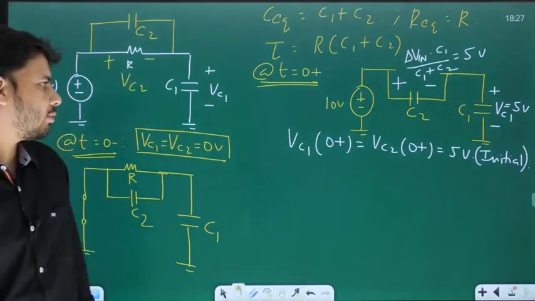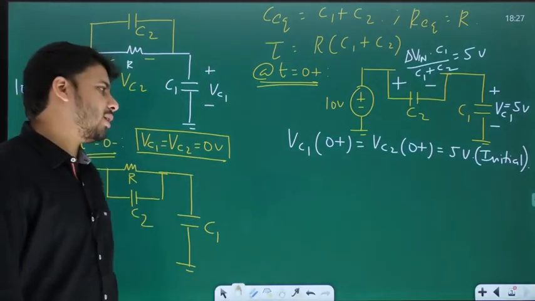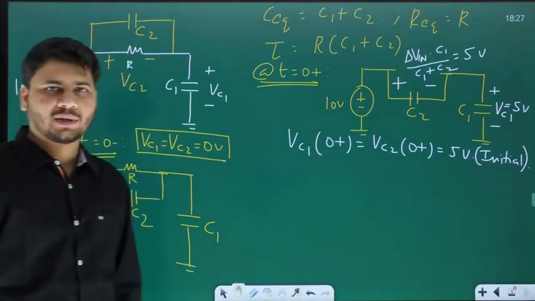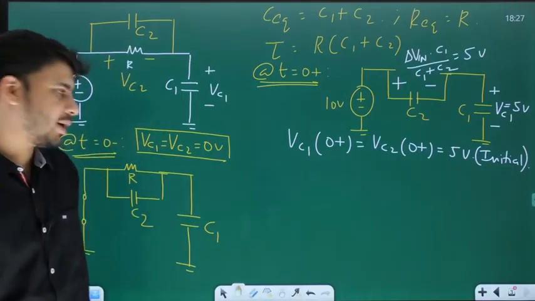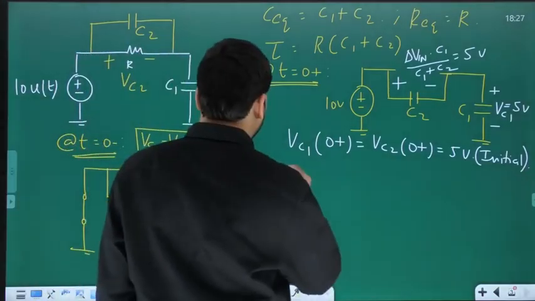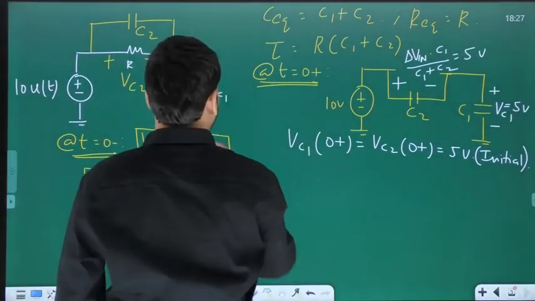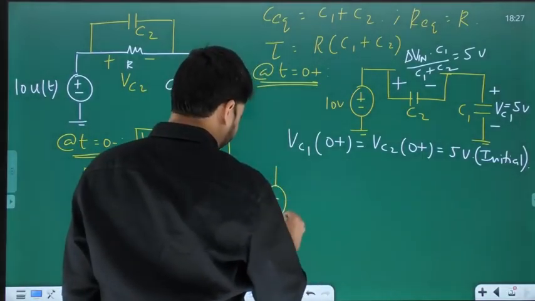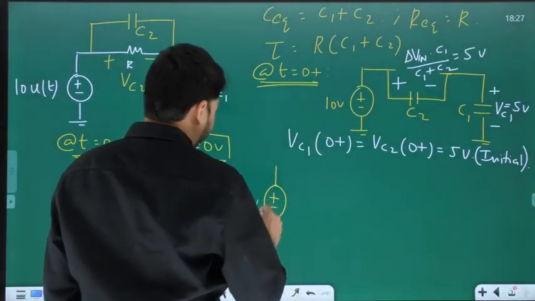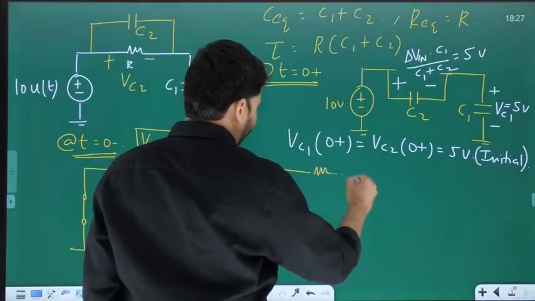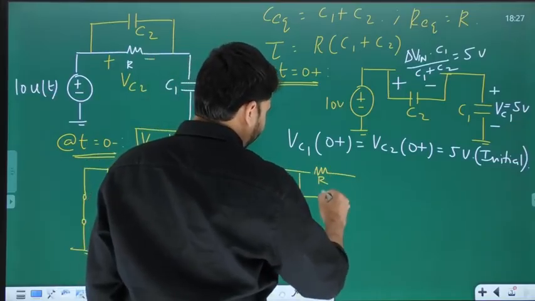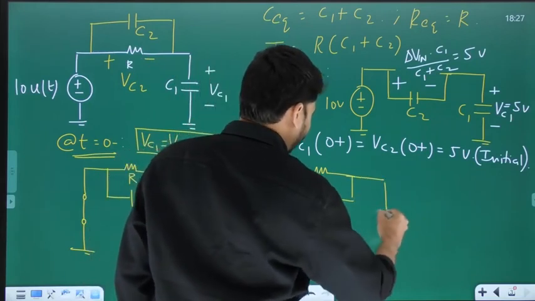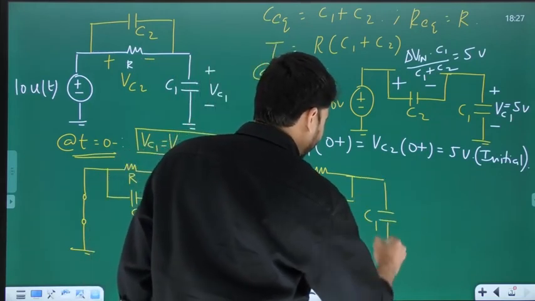And what next? We must find the final values of VC1 and VC2. And for that, let me just draw the circuit for t greater than 0. For t greater than 0, 10 times E of t is again 10 volts. Then you have R. Then this one is C2. And this one is C1.